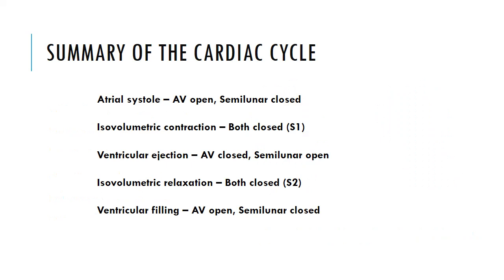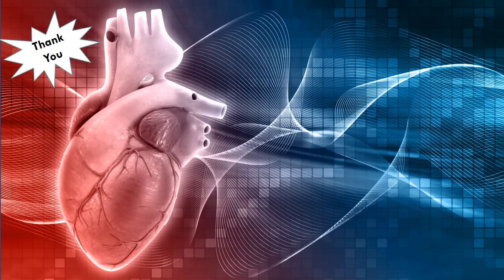Let's quickly summarize. Atrial systole, AV valves open, semilunar closed. Isovolumetric contraction, both valves closed, producing the lub. Ventricular ejection, semilunar valves open, AV closed. Isovolumetric relaxation, both valves closed again, making the dub. Ventricular filling, AV valves open, semilunar closed. And that's one complete heartbeat.